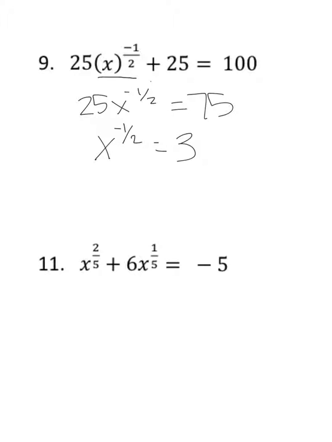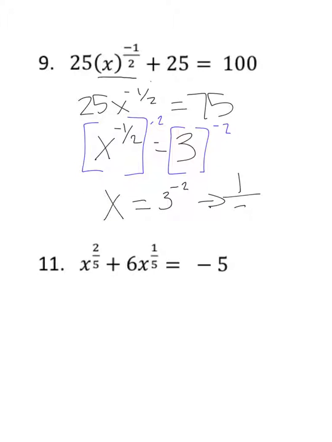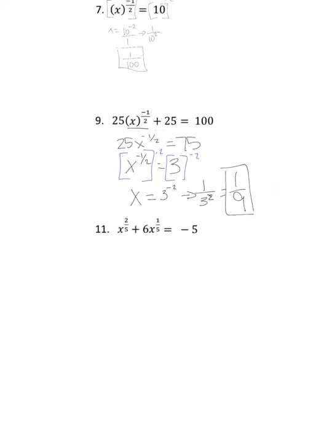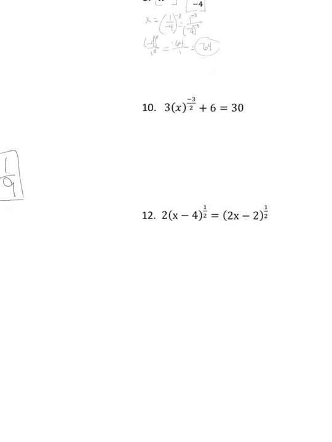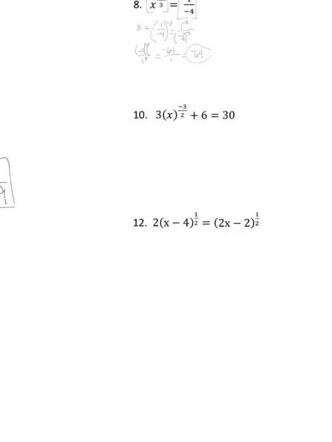And then I'm going to take everything to the reciprocal exponent. So that's going to be to the negative 2. So I'm left with just x equals 3 to the negative 2, which can be fixed by putting it on the denominator. And then that becomes 1 over 9. And we've got one more very similar to that. I guess we have a couple extra problems after that, though.